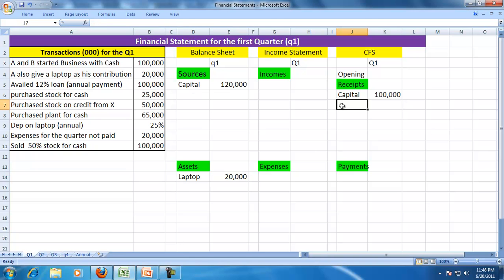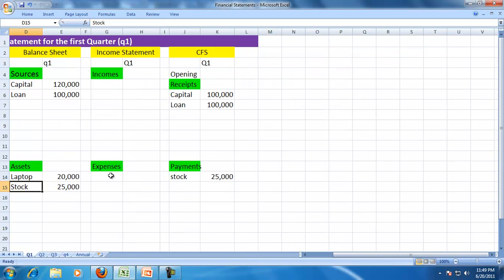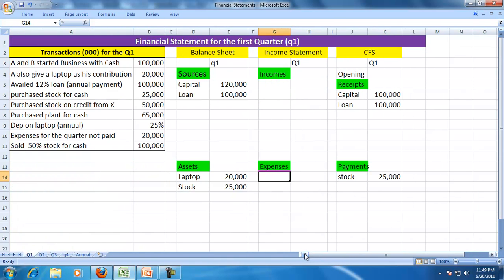And they availed a loan. Okay, so there is a loan. They have taken a loan of 100,000 once again, and the loan is a source. I show the loan on the sources side. Purchase stock for cash, so therefore I'm going to make the payment for the purchase of stock, and purchase stock is how much? 25,000. And on this date stock is an asset, so I show the stock as an asset. Many times people would like to know why I'm not showing that as an expense, because on this date it is an asset, so there is no question of showing that as an expense.